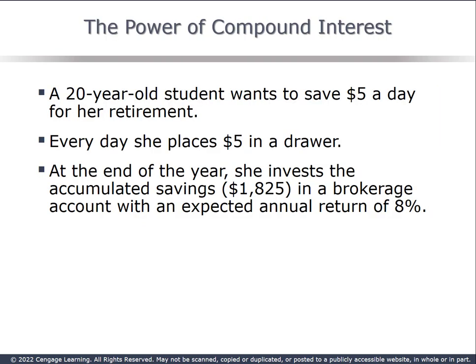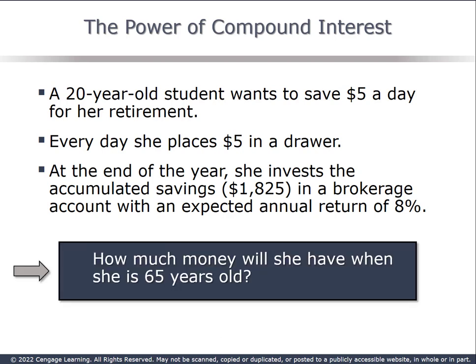Here's a real-world example of the power of compounding. A 20-year-old student wants to save $5 a day for her retirement. So every day she places $5 in a drawer. At the end of the year, she invests the accumulated savings, $1,825, in a brokerage account with an expected annual return of 8%. How much money will she have when she's 65 years old? This is the future value of an ordinary annuity problem.